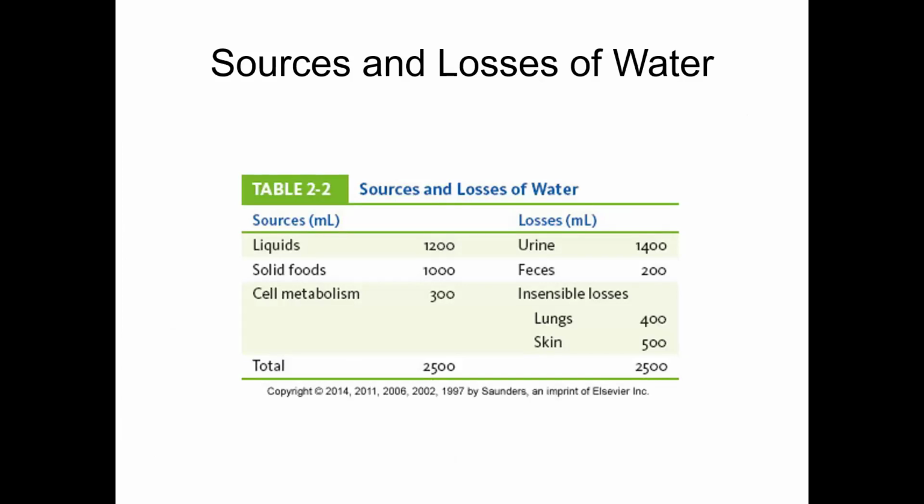These are just some of the sources of where we get our liquids from. We get them from liquids, solid foods, and metabolism of the cell, and then we lose fluid through urine, feces, and insensible skin losses or through the lungs. Again, if you look at the totals, they just about equal each other.